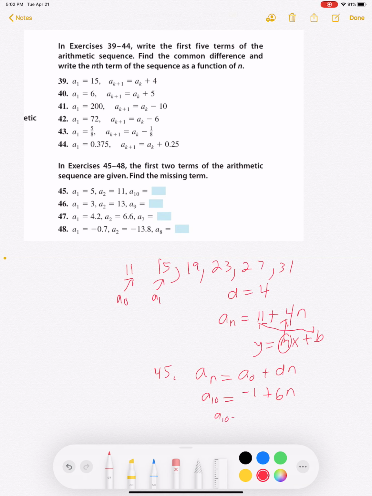So a sub 10 would equal negative 1 plus 6 times, now how many terms are we moving forward? We're going from a sub 1 to a sub 10. We're moving forward 9 terms, right? So a sub 10 is going to equal negative 1 plus 6 times 9, which is 54. So a sub 10 is 53.